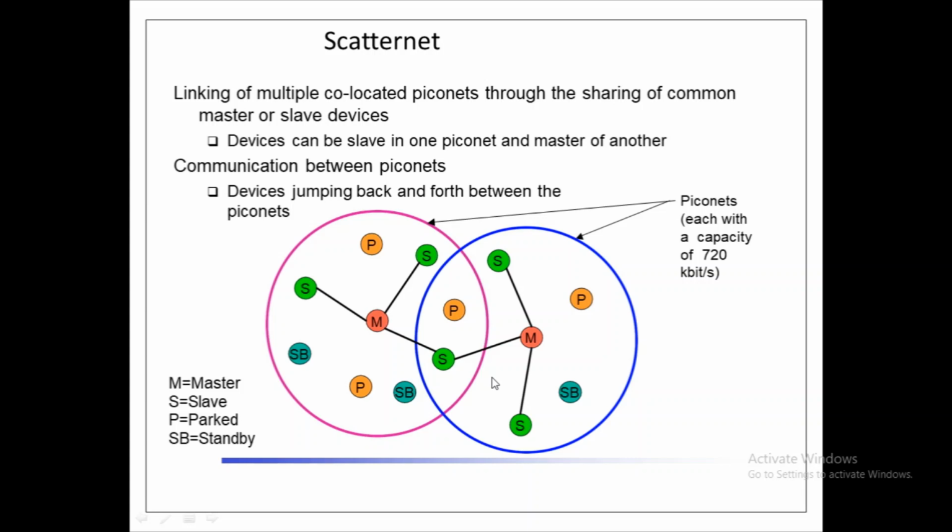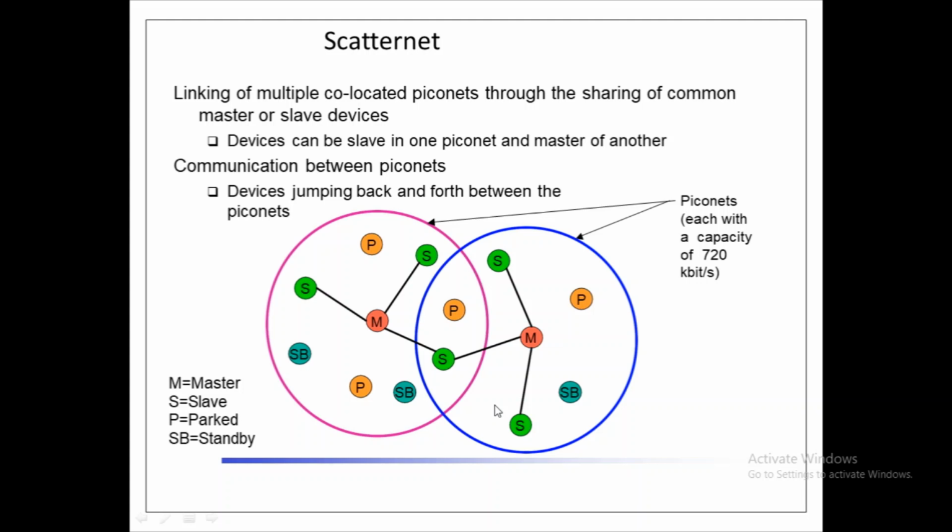Now, if a device wants to participate in more than one piconet, it has to synchronize to the hopping sequence of the piconet it wants to take part in, right? Or if a device acts as a slave in one piconet, it simply starts to synchronize with the hopping sequence of the piconet it wants to join. Now, after synchronization, it acts as a slave in this piconet and no longer participates in its former piconet.